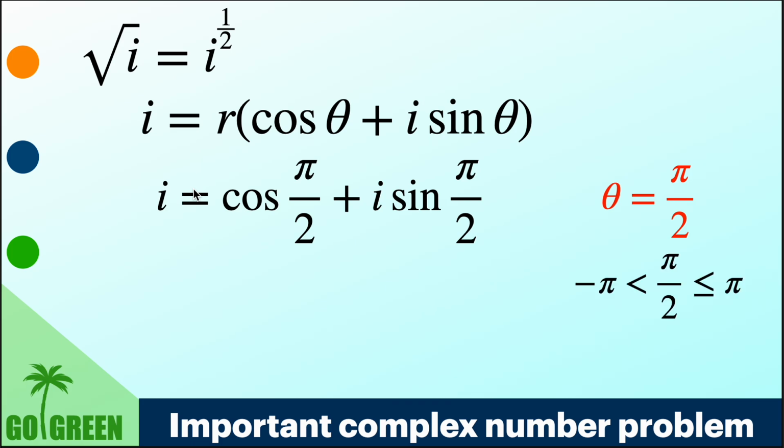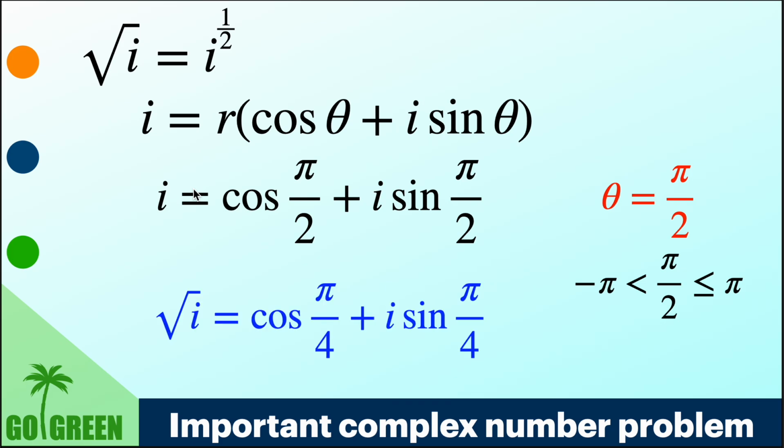Pi by 2 is strictly bigger than minus pi and less than or equal to pi, and therefore theta is actually a principal argument or principal amplitude. Therefore i has this form, cos pi by 2 plus i sin pi by 2, where this theta, the amplitude, is in its purest form. So basically the principal form. Well, so then what is square root of i?